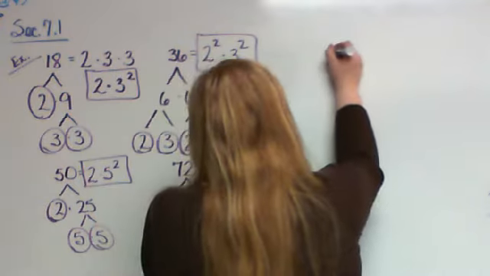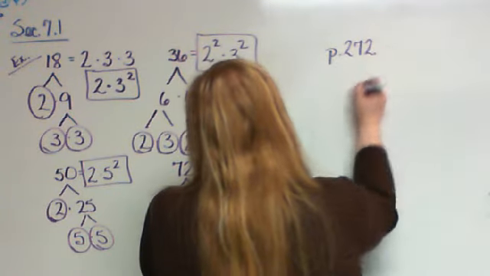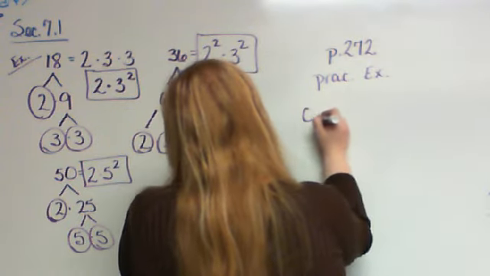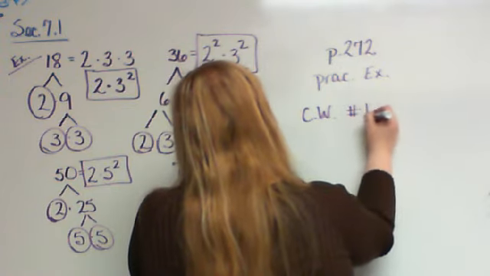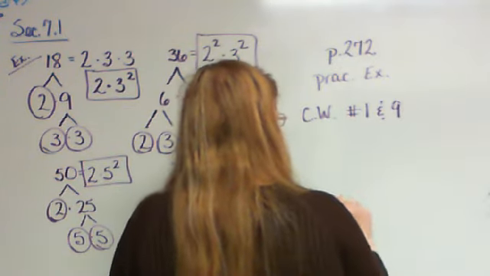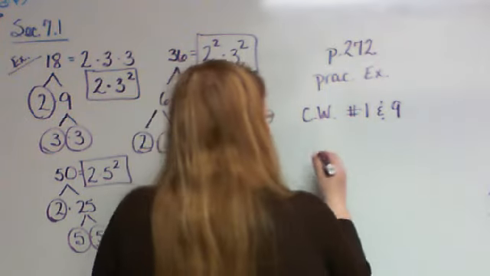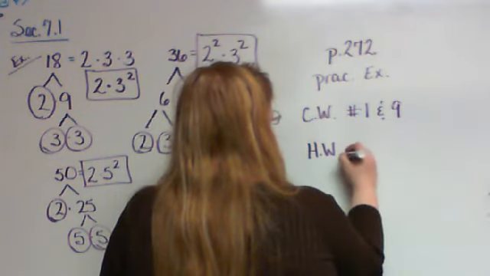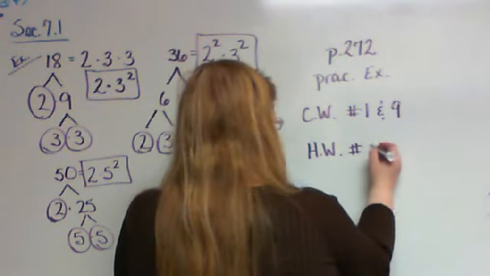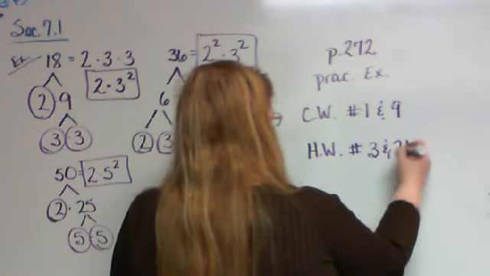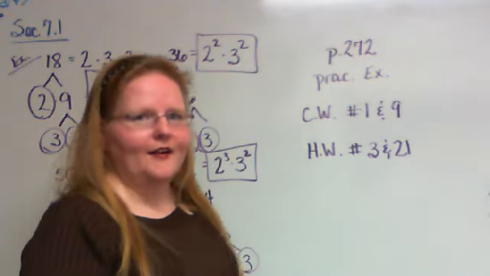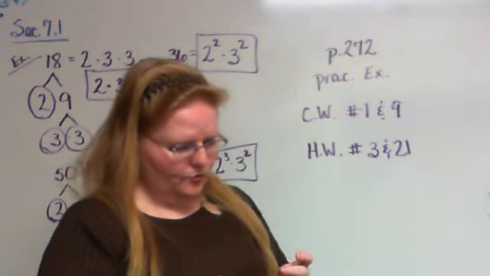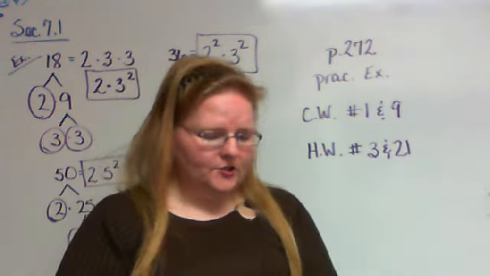So on page 272 in the practice exercises, your classwork is numbers 1 and 9. I know, just 2 problems. Odd ones, so you know the answers are in the back of the book. Or they should be. Your homework is number 3 and 21. Look at that. I even made it relevant. Didn't give you the great big huge numbers because once again there's really no point. But that's it for this section.